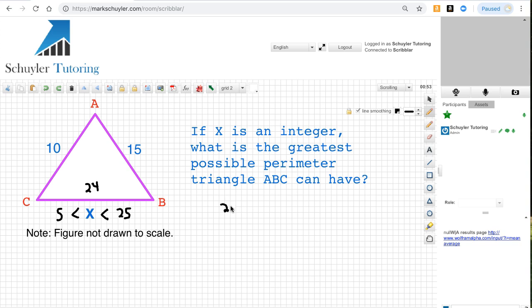Then you just take a second and add together your sides. We know that 10 and 15 is 25. So 24 plus 25 is 49. We have our final answer. This problem, by the way, is considered very hard. It would be one of the last problems on the SAT. Nothing hard about it if you know the triangle inequality theorem.